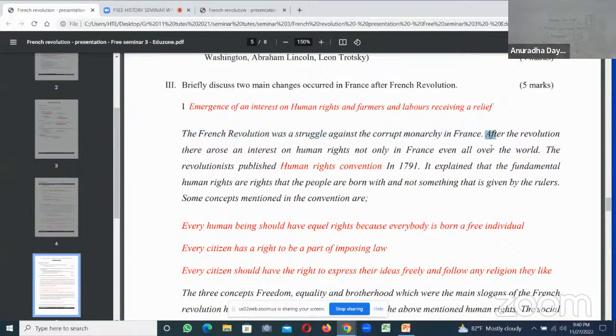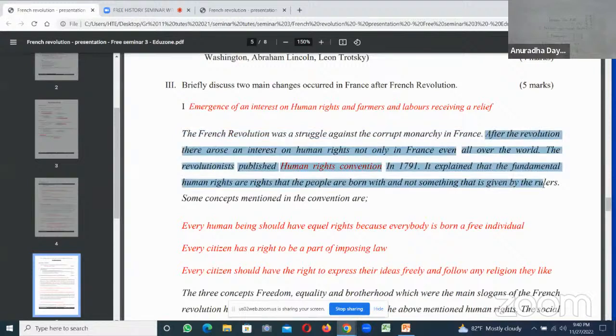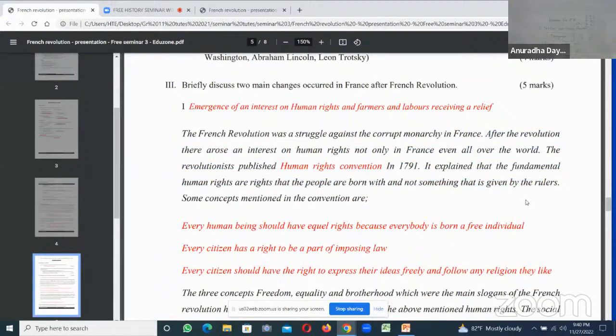This is the explanation. It explained that the fundamental human rights are rights that people are born with and not something that is given by the rulers. So the fundamental human rights are not given by rulers. They are born with that. Some concepts mentioned in the convention are: every human being should have equal rights because everybody is born a free individual. Every citizen has a right to be a part of the ecosystem. Every citizen should have the right to express their ideas freely and follow any religion they like.